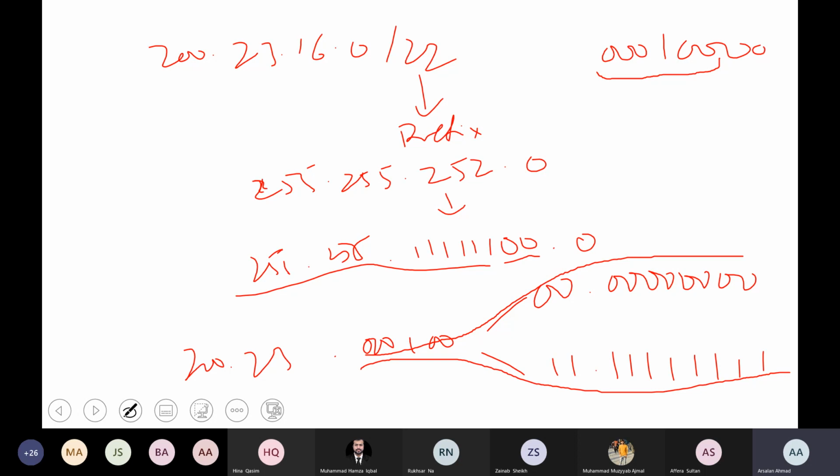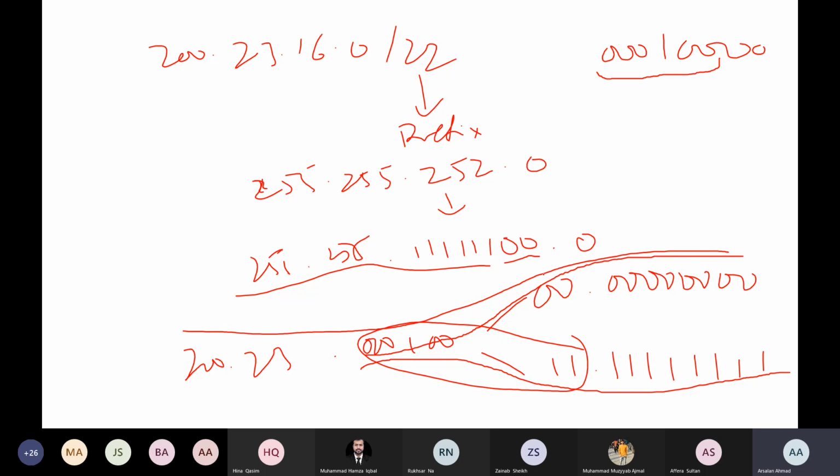Now if I ask you guys, what is the decimal of this upper one? It is 200.23.16.0. And what is the decimal of this lower one? It is 200.23, and this right here is 19, so it is 200.23.19.255. Let's forget classful and just stay in the classless. So this is the range.